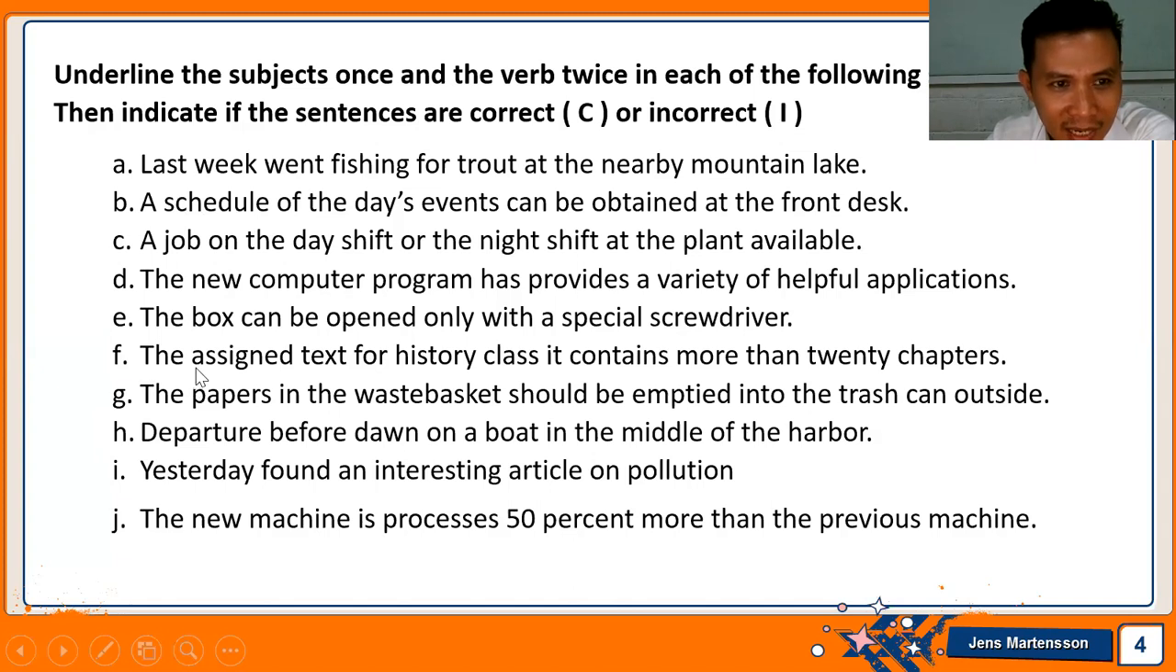A schedule of the day's events, right? Yes. Do you find the verb? Can be obtained. Can be obtained is the verb. So the sentence has a subject and a verb. So is it a good sentence or not? Yes, sir. Yes, very good. Now question C.